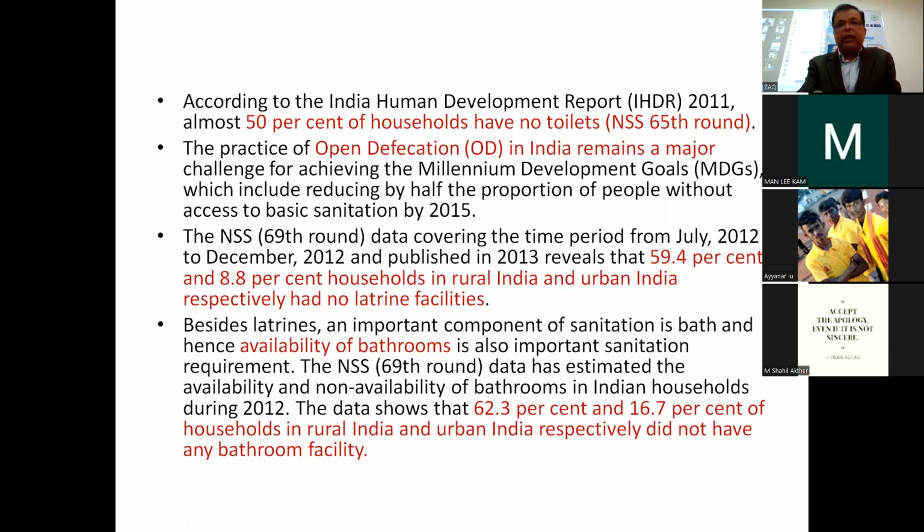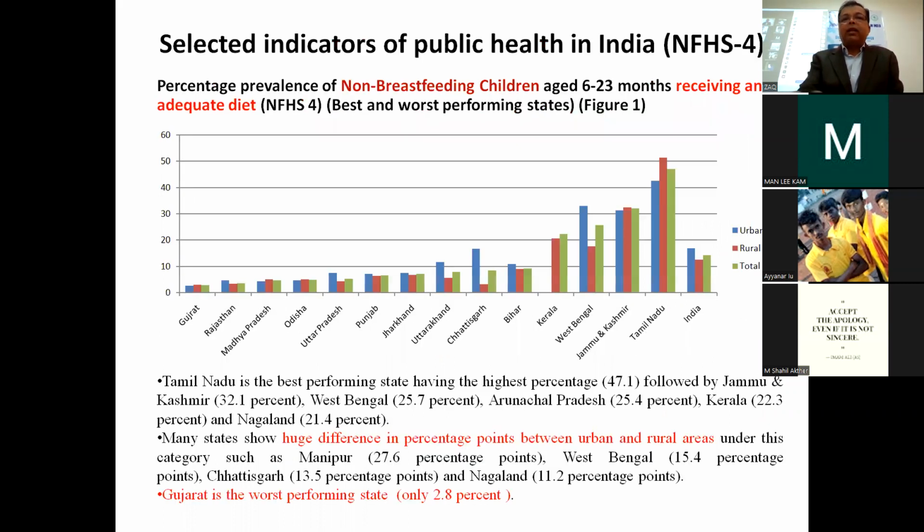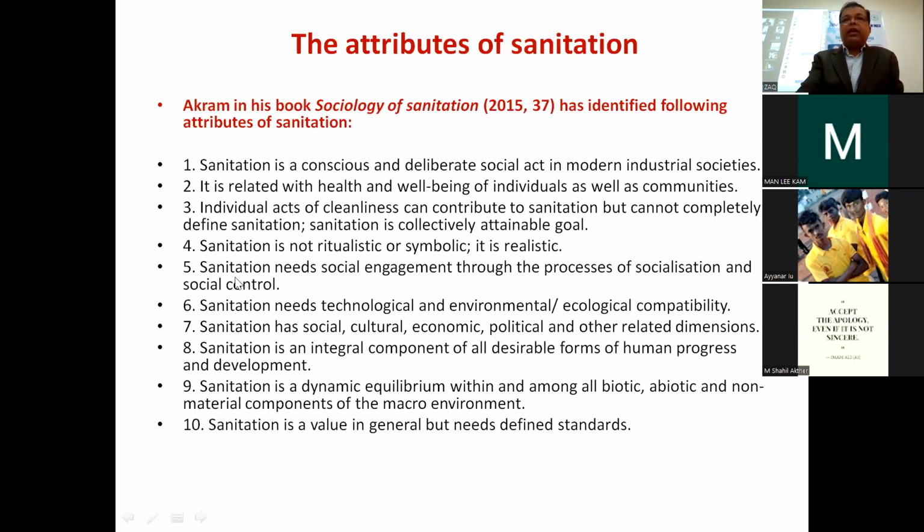Right. The data shows that 62.3% and 16.7% of the households in rural India and urban India respectively did not have any bathroom facility. Now, going beyond the toilets, we need to talk about the bathrooms, the places where we take bath, because that is a private space. We take bath not in public, but privately. And what is the availability of the bathrooms? These figures talk about that, and that is also taken from the NSS data. So these are all very important figures. So that is the condition related to sanitation.